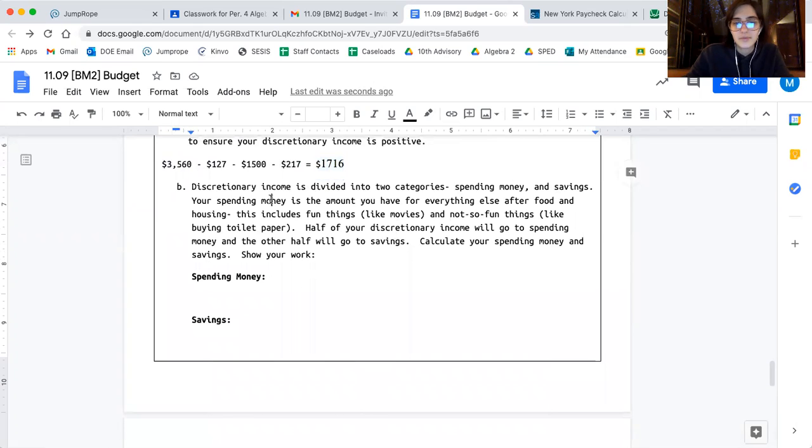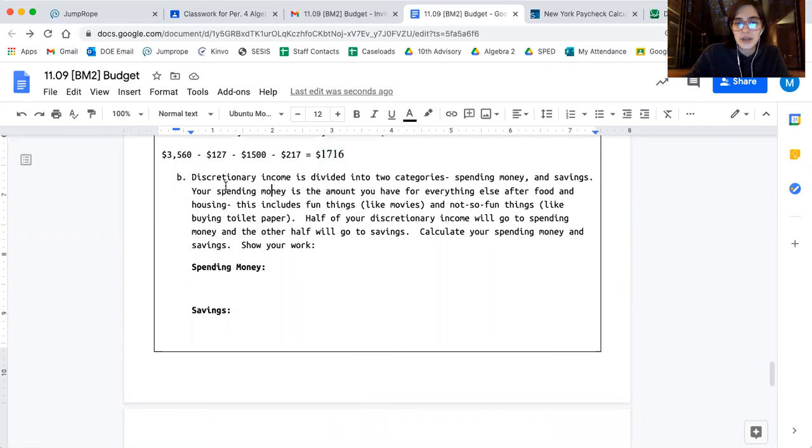Part B, okay. When we think about discretionary income, we think about 2 things. We think about our spending money on things that are discretionary, fun, extra, and savings. So this amount, I got to split up into those 2 categories. So I definitely want to do some fun things with some discretionary money, but I also want to think about my savings.